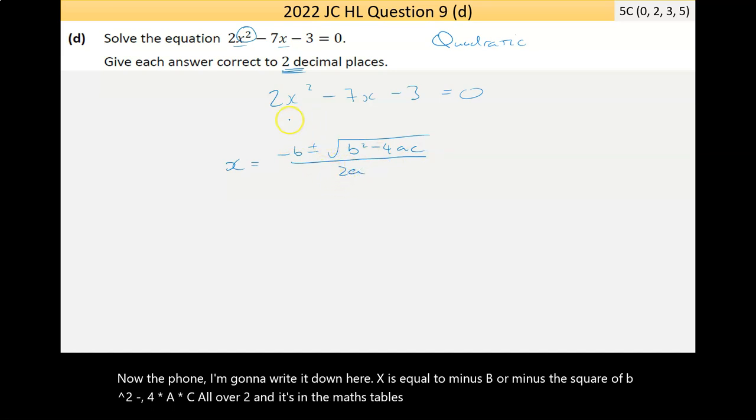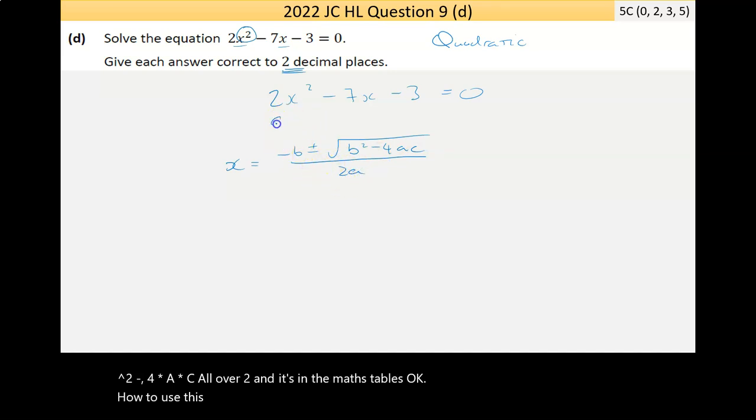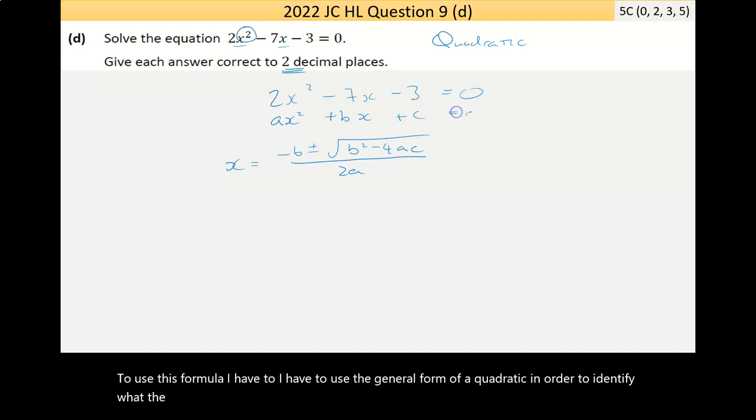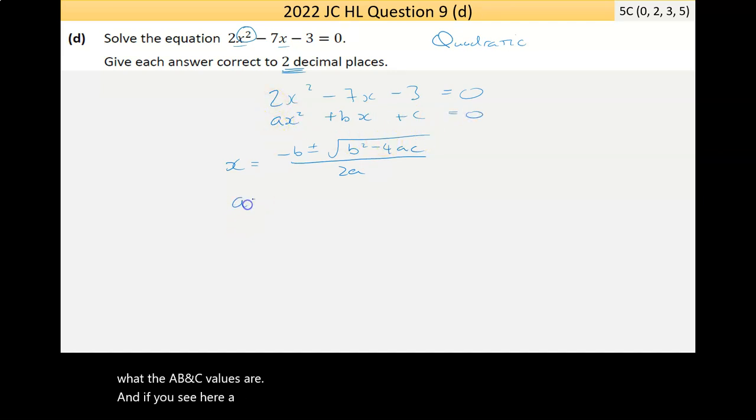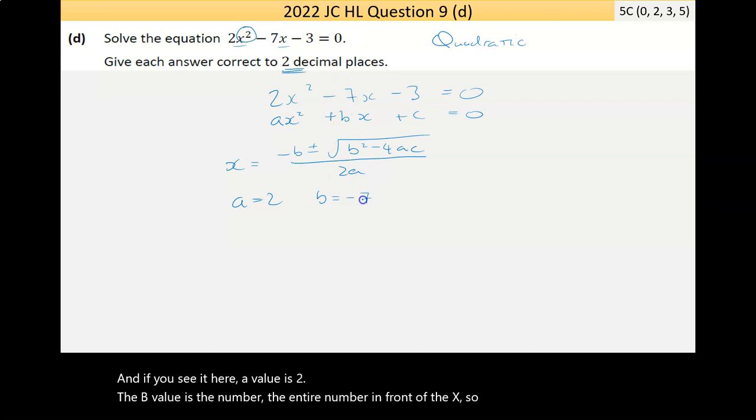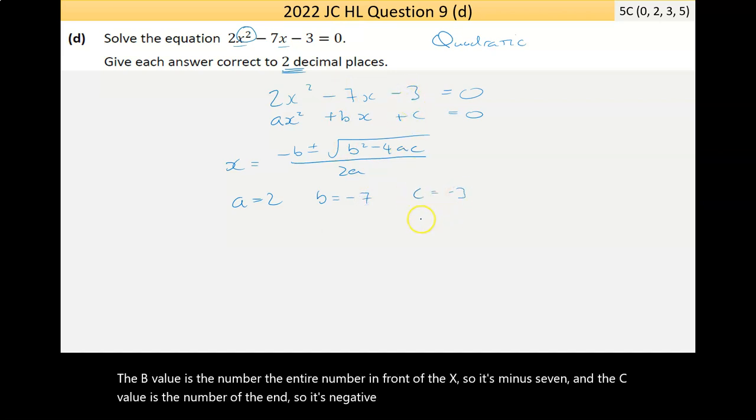Okay. Now, to use this formula, I have to use the general form of a quadratic in order to identify what the a, b, and c values are. And if you see it here, the a value is 2. The b value is the entire number in front of the x, so it's minus 7, and the c value is the number at the end, so it's negative 3.